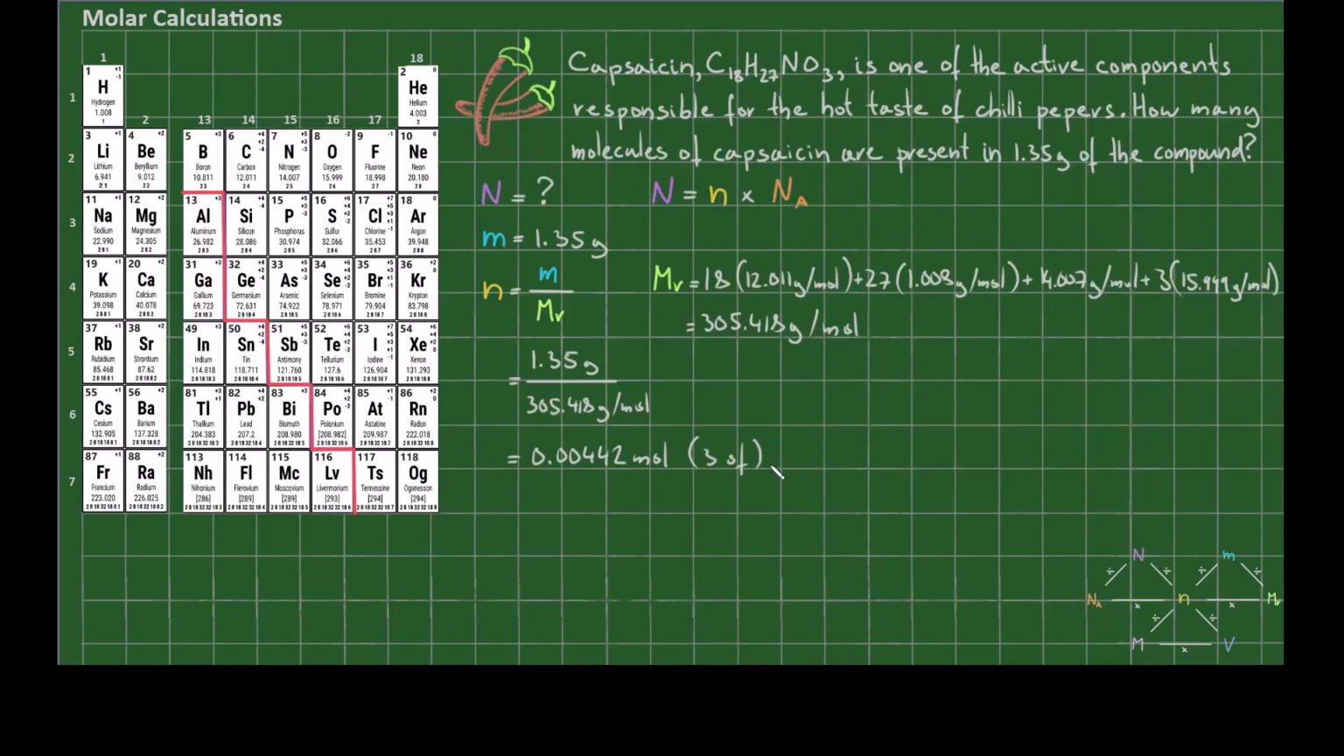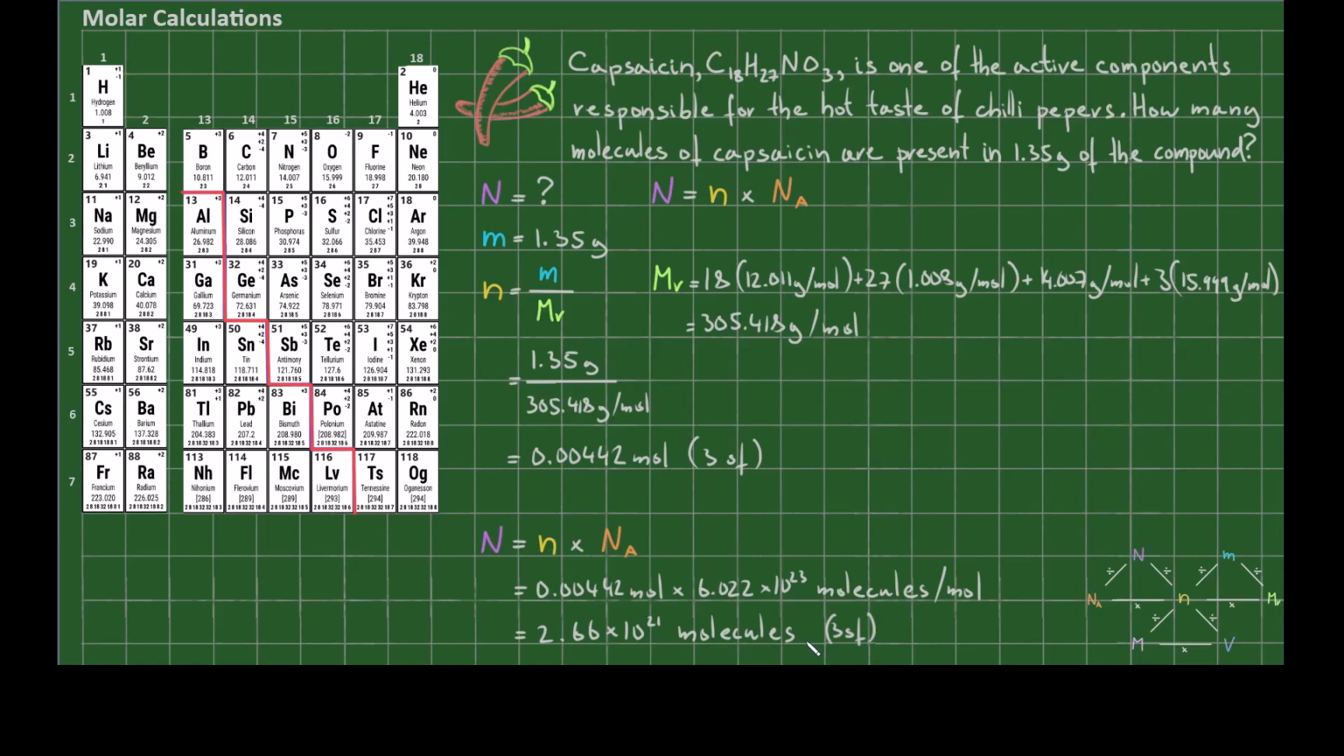Now that I have the number of moles, I can calculate the number of particles. I'm going to copy the formula for the number of particles. And now I'm going to substitute. And that will give me 2.66 times 10 to the 21st molecules of capsaicin. Note that this was a two-step problem. We needed to calculate the number of moles before we can calculate the number of particles.